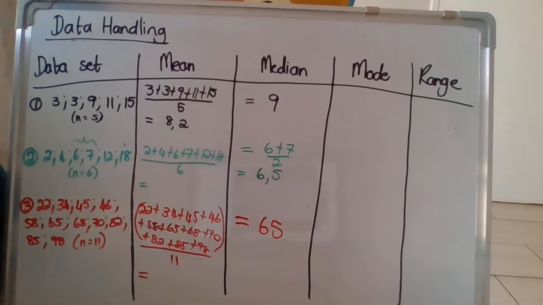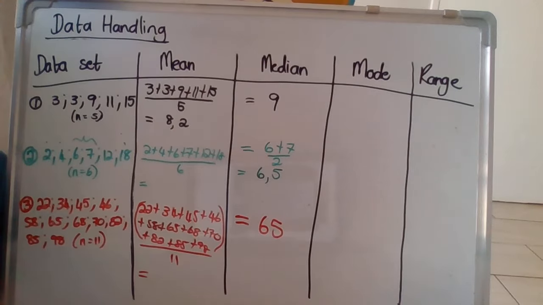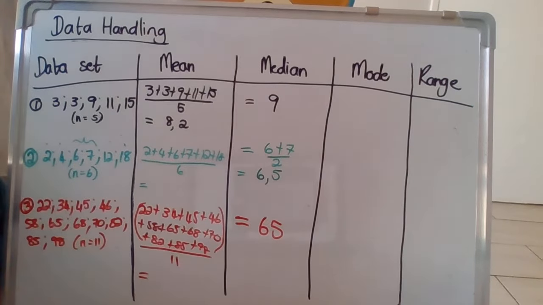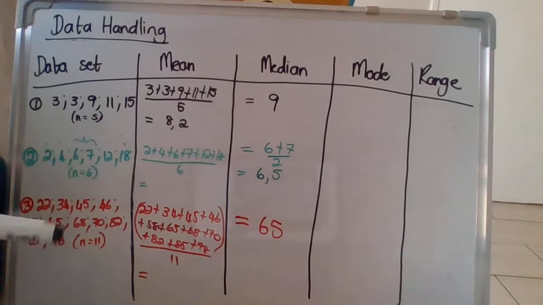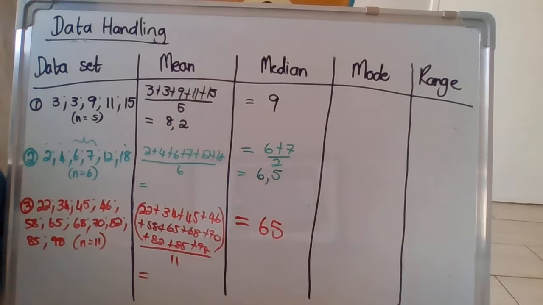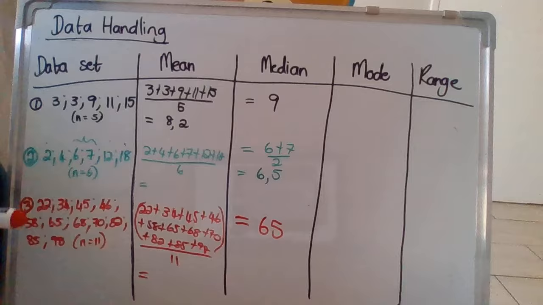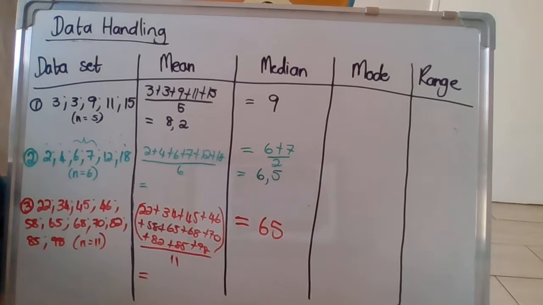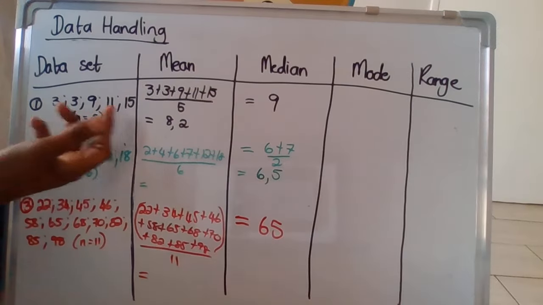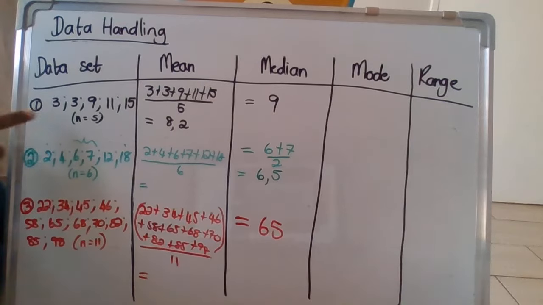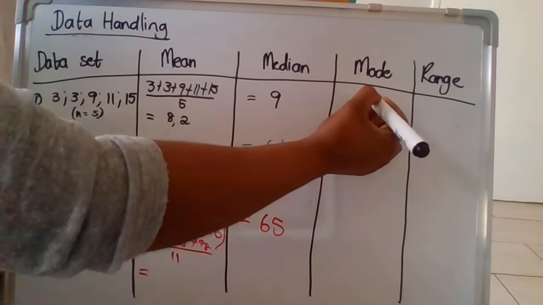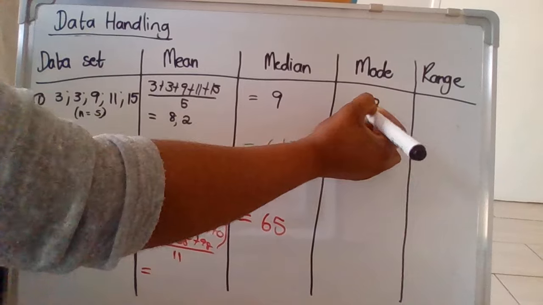Okay. Then we move on to the mode. All right. So the mode is the value that occurs frequently in my data set. So it's the one that has the highest frequency. The one that occurs the most in my data set. If you have a look here at number 1, there's one number that's being repeated twice, which is the number 3. So in this data set, my mode is going to be 3.